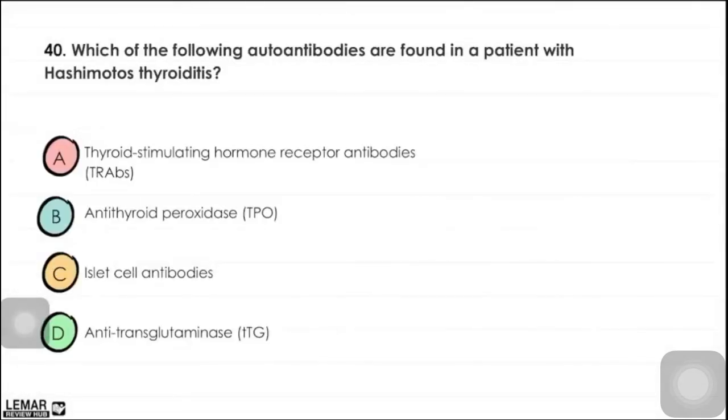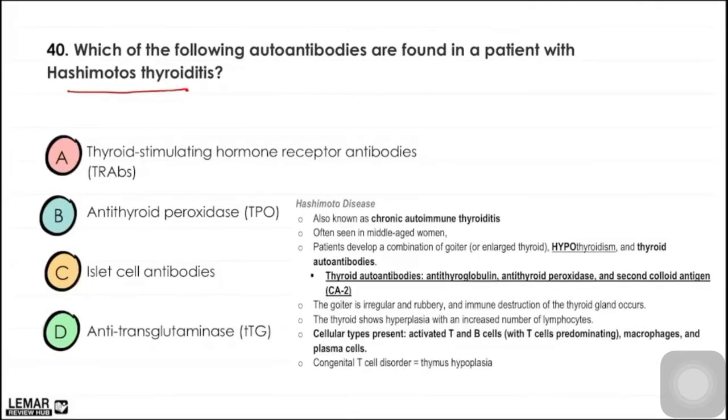Number 40. Which of the following autoantibodies are found in patients with Hashimoto's thyroiditis? What would be the antibodies involved in Hashimoto thyroiditis? Remember, Hashimoto disease or Hashimoto thyroiditis is also known as chronic autoimmune thyroiditis. These are often seen among middle-aged women. This patient develops a combination of goiter or enlargement of the thyroid.